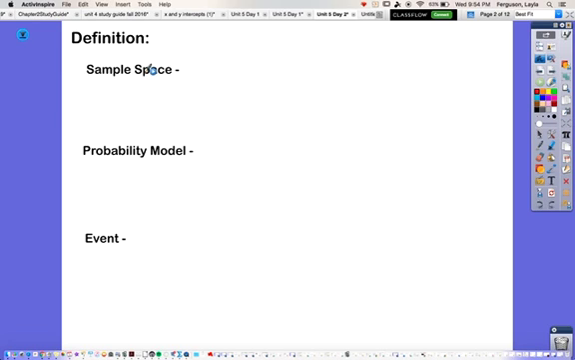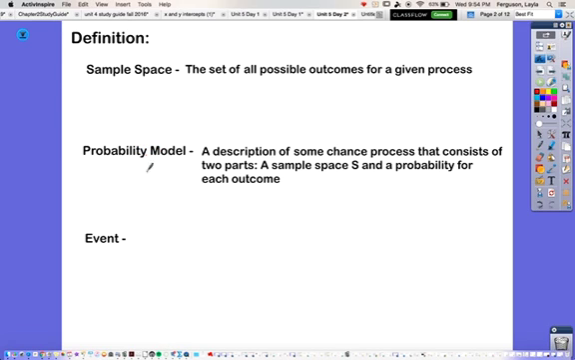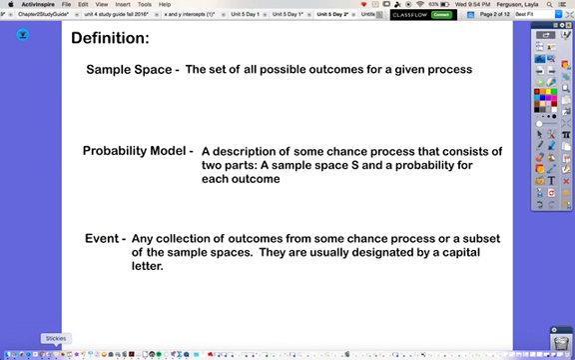So the first thing we're going to talk about is sample space, and this is a set of all possible outcomes for a given process. A probability model is a description of some chance process that consists of two parts: a sample space, which we call S, and a probability for each outcome. And an event is any collection of outcomes from some chance process, or a subset of the sample space. They are usually designated by a capital letter.